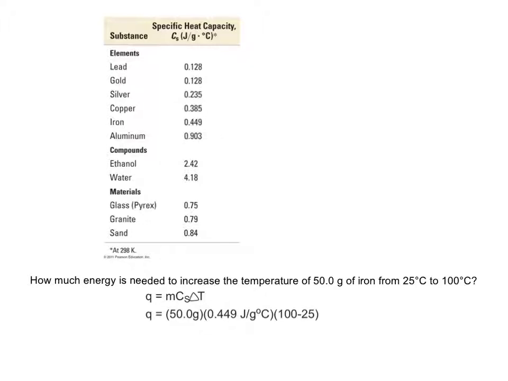Okay, so if we multiply all those numbers out, we get 1683.75 joules, and that is too many significant figures. If we look at the equation we started with, the least number of significant figures we have is 2 in the 75 degrees Celsius. So that's how many we should have in our answer. If we round, that is 1700 joules. That's how much energy it takes to increase the temperature of that piece of iron.